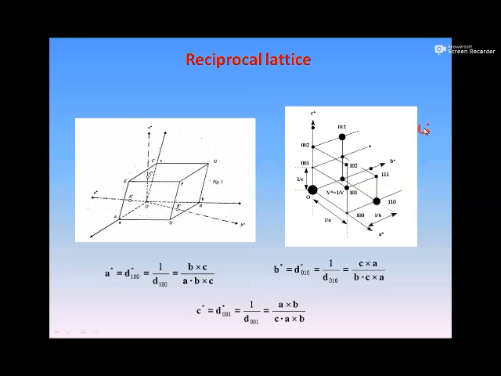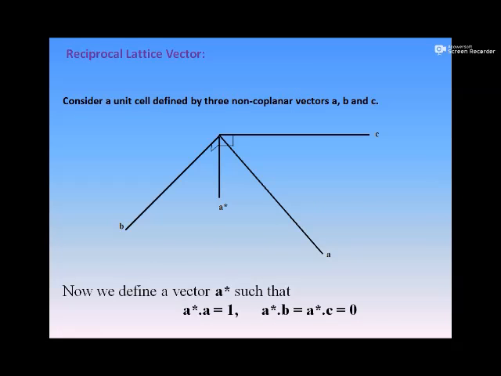Now, from the reciprocal basis vectors, I have to consider a reciprocal lattice vector. Now what is the reciprocal lattice vector? In direct space, you can choose any three non-coplanar vectors A, B, C which can define a unit cell in the crystal system. Now as you see in this figure, this A, B, C are basically the three basis vectors of a unit cell in the direct space of a crystal lattice.